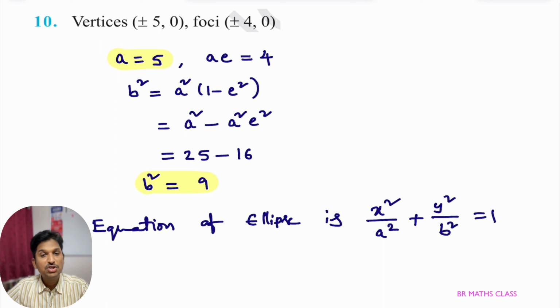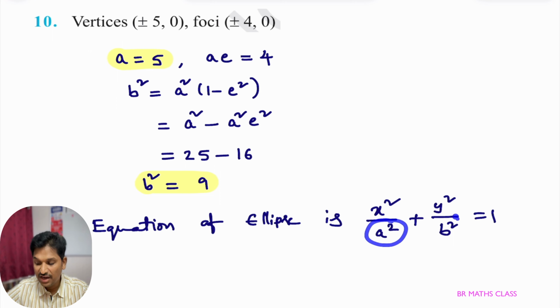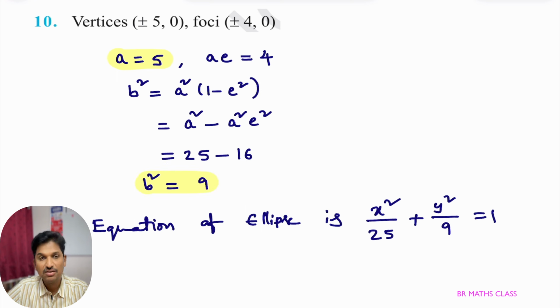You know the equation of an ellipse is x square divided by a square plus y square divided by b square equal to 1. In this, you need to find the a value and b value. Here the a value and b value are given now, so you can easily write its equation. x square divided by a square, as a is 5, a square is 25, plus y square divided by b square, and b square value is 9, equal to 1. So the equation of the ellipse is x square divided by 25 plus y square divided by 9 equal to 1, right?